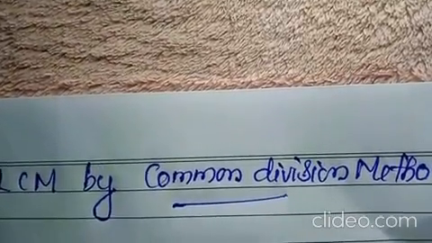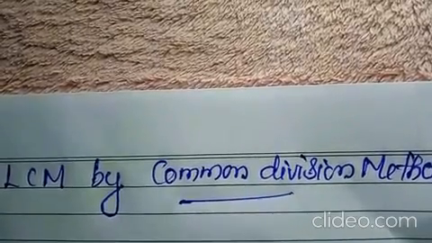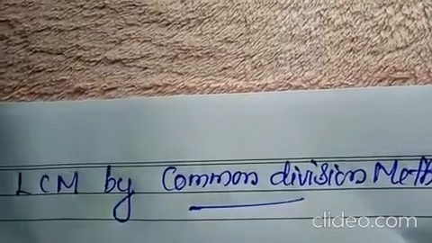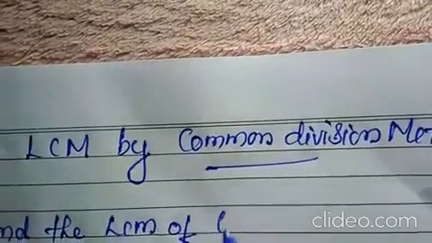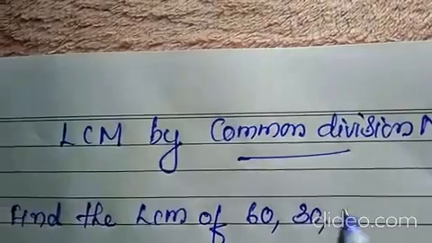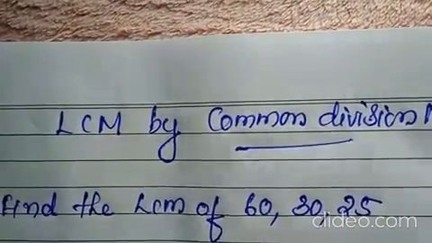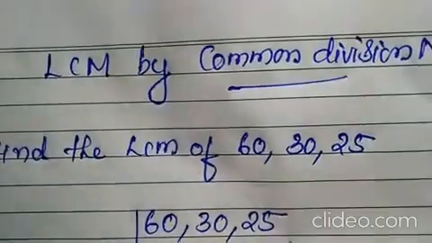Next, we are going to study LCM by the common division method. LCM means least common multiple. So, shall we write one question? Find the LCM of 60, 30 and 25. So, do it in the short division method. 60, 30 and 25. Divide with which prime number?